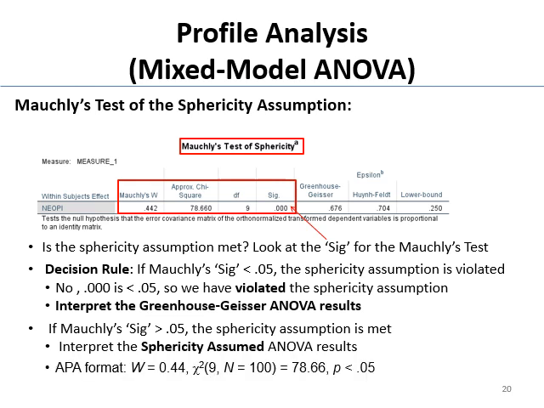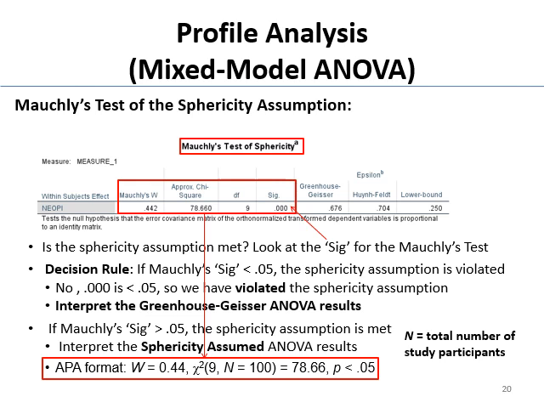The APA format again for your Mauchly's test, and this is for the overall profile analysis, is down here. You've got a W of 0.44. That comes from up here. 9 degrees of freedom. Total sample size was 100. Apparently there was 50 young and 50 old. Was equal to a chi-square of approximately 78.66, and p was less than 0.05, meaning we violated the assumption. And that's where all those goodies come from. So again, remember that n here for your Mauchly's is the total number of study participants.